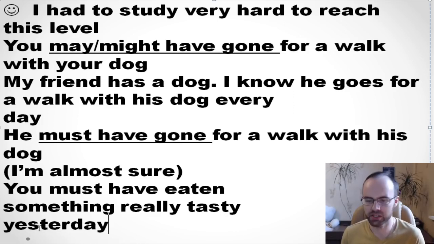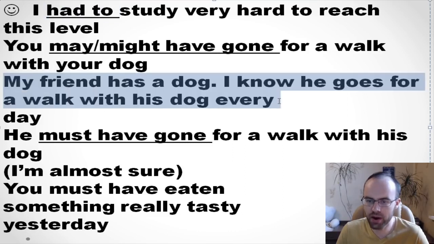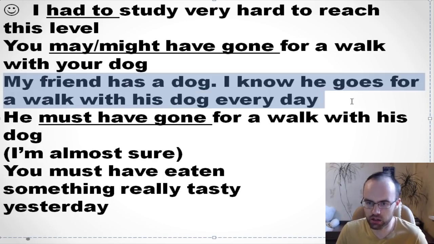And if I feel that I'm mistaken, if I think that the chances are very low that it really happened, I can say, okay, you might have eaten or you may have eaten. So it depends on the context, my friends. So you see, I had to study very hard to reach this level. You may have gone for a walk with your dog, or you might have gone. My friend has a dog. I know he goes for a walk with his dog every day, so he must have gone for a walk with his dog. I'm almost sure. You must have eaten something really tasty yesterday.